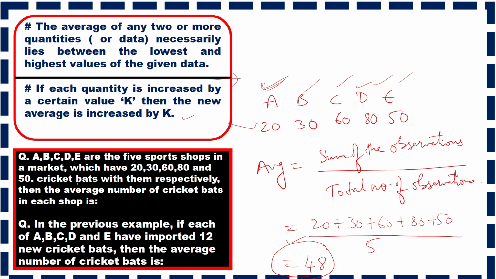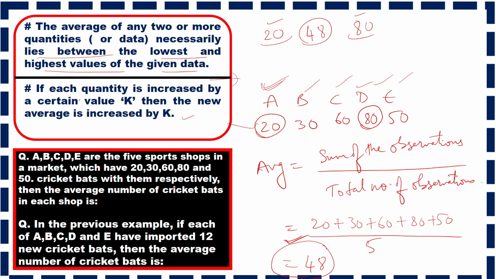Okay, before looking into this, let's consider this. Here what is the least value? 20 is the least value, and 80 is the highest value, and the average is 48. So if you consider property number 1, the average of any two or more quantities definitely lies between the lowest and the highest values of the given data. Here 20 is the least value, 80 is the greatest value, and the average is 48, so it lies between 20 and 80.